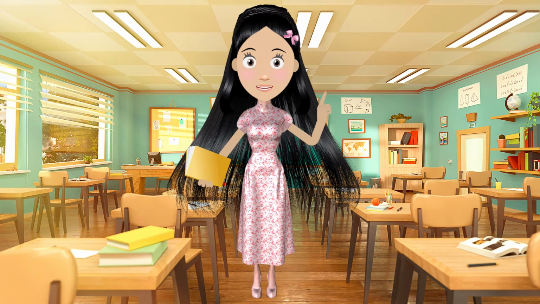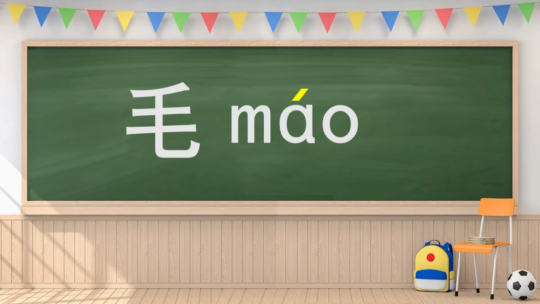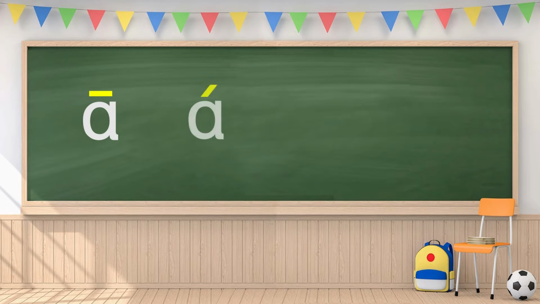In the last episode, we talked about Chinese names. And in today's video, we are going to introduce the tones of Hanyu Pinyin. As you notice, there is a small symbol on the letter A in the Pinyin of the character Mao. That symbol is the tone of the Hanyu Pinyin, which indicates the pitch of the pronunciation. Actually, there are 4 different tones in Mandarin Chinese.